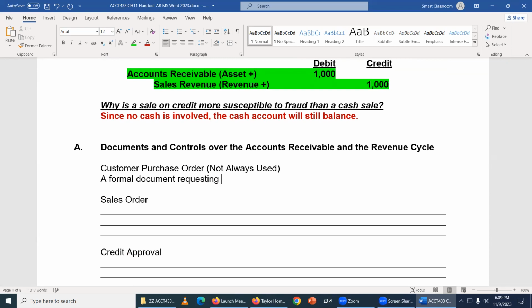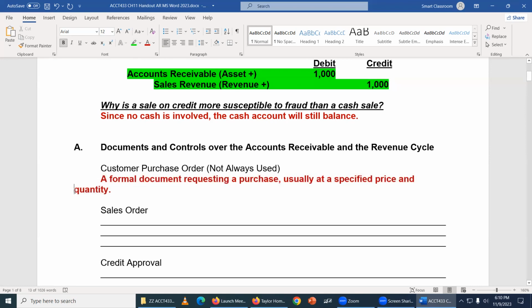Requesting a purchase, usually at a specified price and amount, and I should say in quantity. So a customer purchase order. It's a formal one. It's done by the purchasing department. So they may have it, they may not. It just depends on what kind of sales they're making.